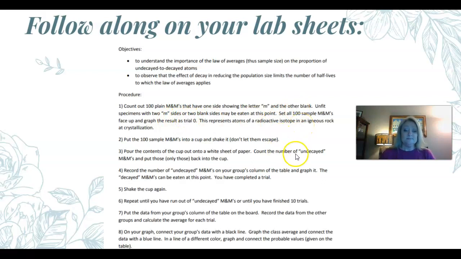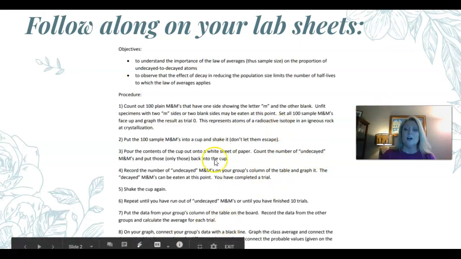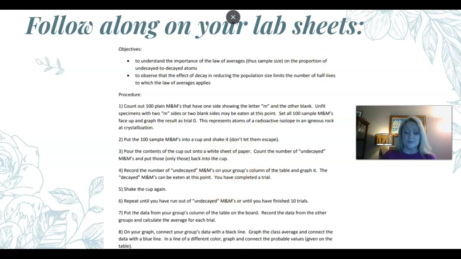Step one. Then you're going to place all 100 M&Ms into either a cup or a Ziploc bag. It doesn't matter how you shake them. If you don't have a Ziploc bag, don't worry about it. Just do what it says in the directions and pour them into a cup. So I'm going to pour my 100 M&Ms that I counted into a cup, and then spread them out onto my white piece of paper like it says to do right here. Just follow the directions and you will be absolutely fine.